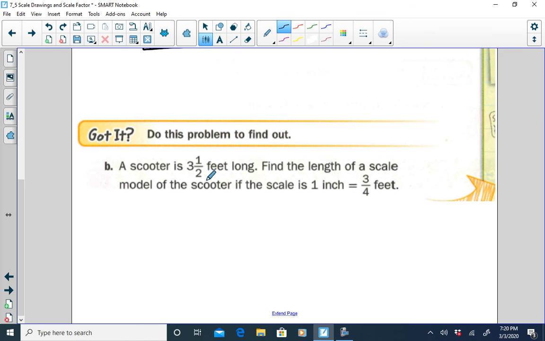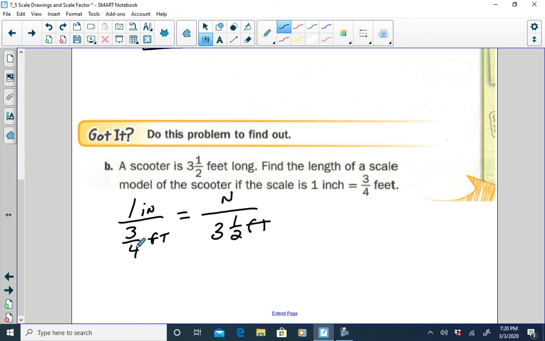A scooter is 3.5 feet long. Find the length of the scale model of the scooter if the scale is 1 inch is equivalent to 3/4 feet. All right, well, let's write that. Scale factor, 1 inch is the same as 3/4 feet, and we want to know, find the length of the scale model, right? Well, the model is going to be in the numerator, right? In the denominator is the actual object, and that's going to be the 3.5 feet.